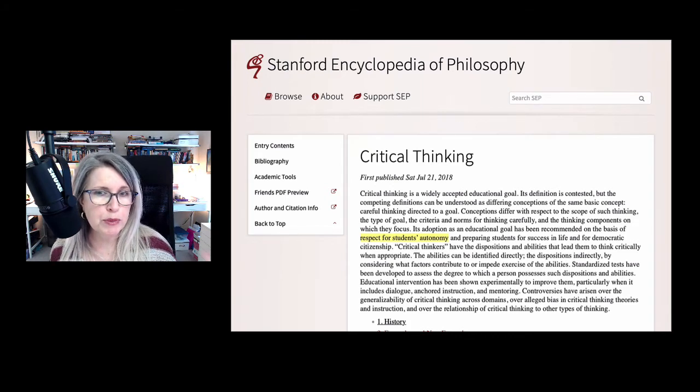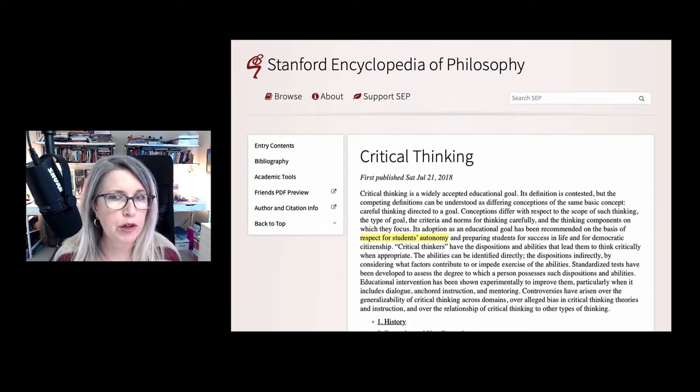So you could have all the disposition in the world. You could want to think critically all you want. But if you can't read and can't write and you don't understand math and you don't understand the vocabulary being used, you're very limited in your ability to think, right? The what is missing. The how is missing.